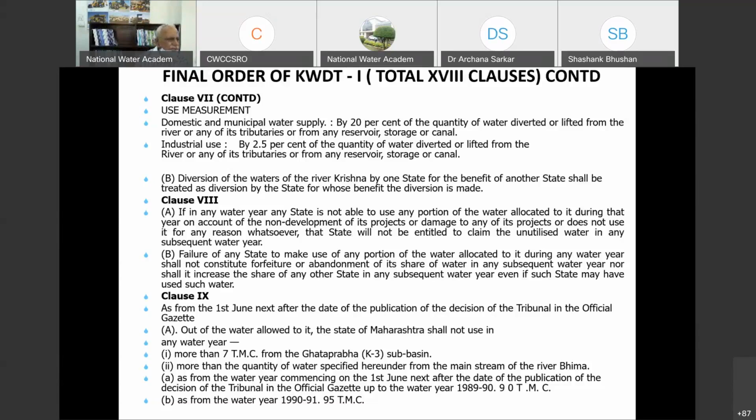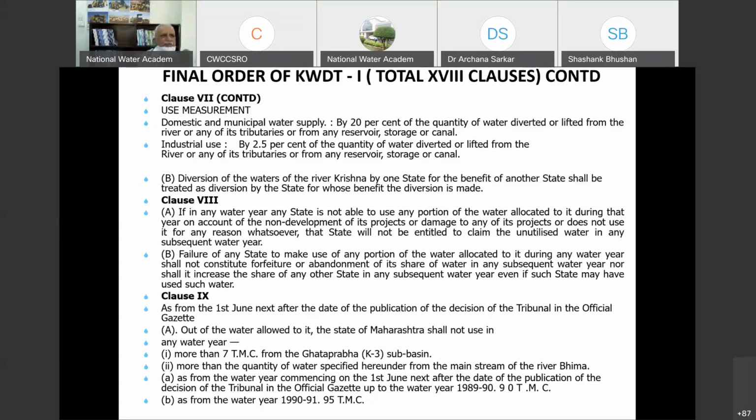And another thing, that's no, that this year I have used less, so I should get compensation. Nothing like that. Whatever you have used in that year, that is your use. Then they have stipulated certain restrictions.